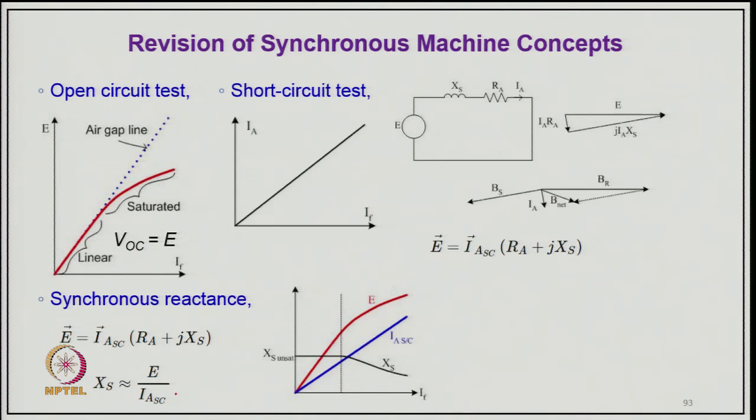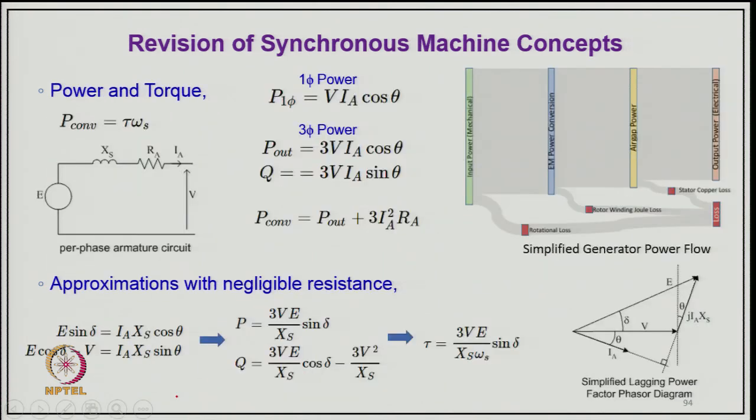And synchronous reactance we define here: X_s is equal to E upon I_sc. And typically the power angle characteristic which we find here corresponds to excitation and I_a, so we say per phase power is V I_a cos theta, or P out for three phase is 3 V I_a cos theta, and Q equal to 3 V I_a sin theta, and P converted is P output plus 3 I_a square R_a. Approximately, if we neglect the resistance, then we can say P equal to 3 V E upon X_s into sin delta, and Q equal to 3 V E cos delta upon X_s minus 3 V square upon X_s.